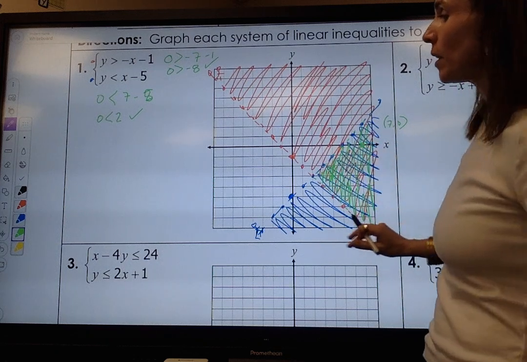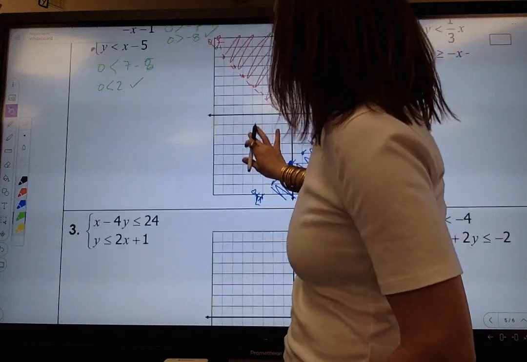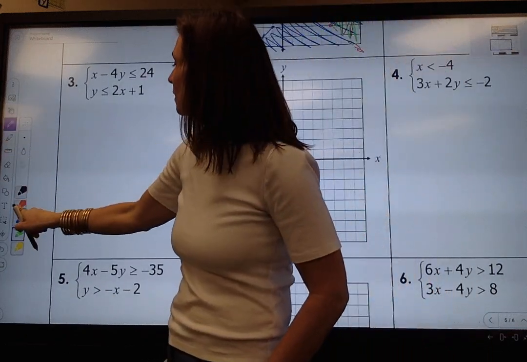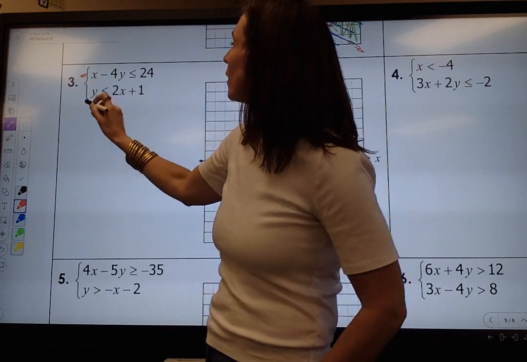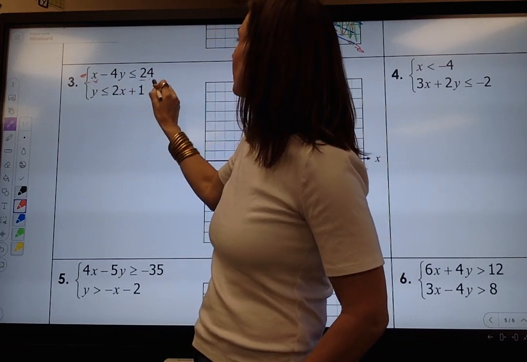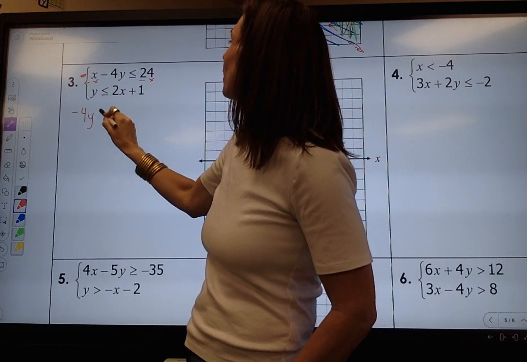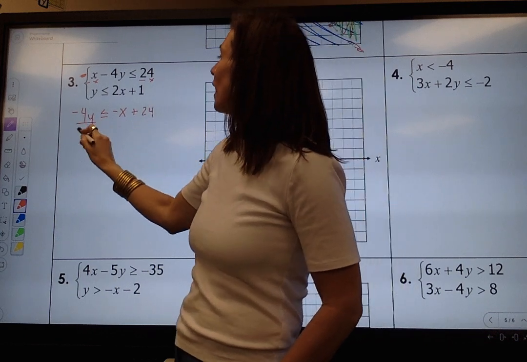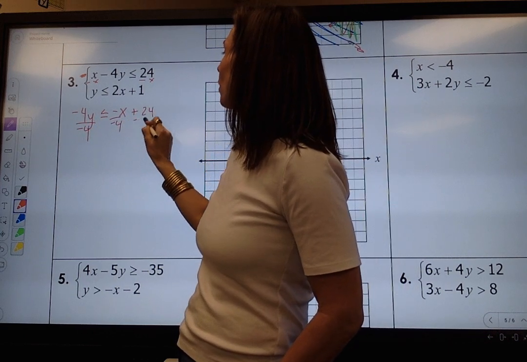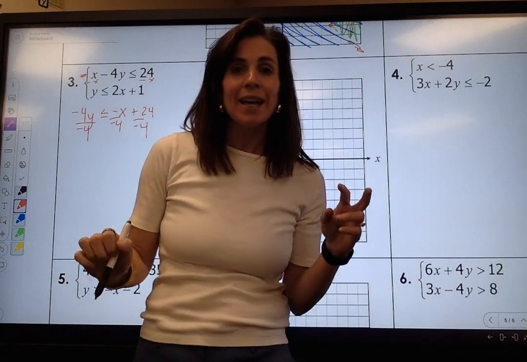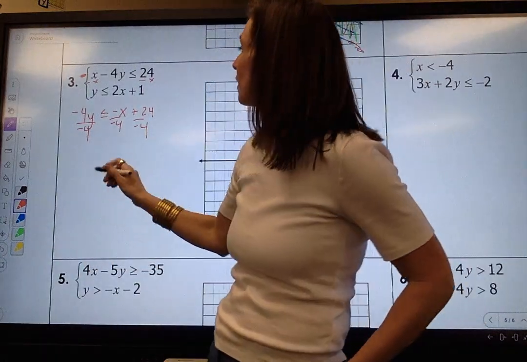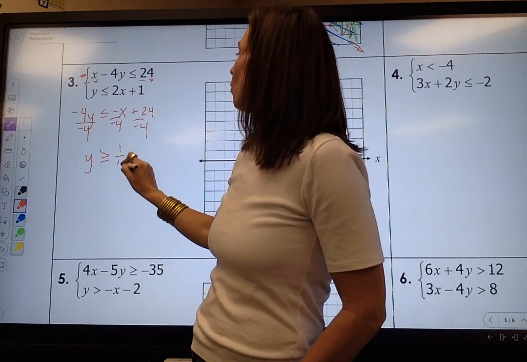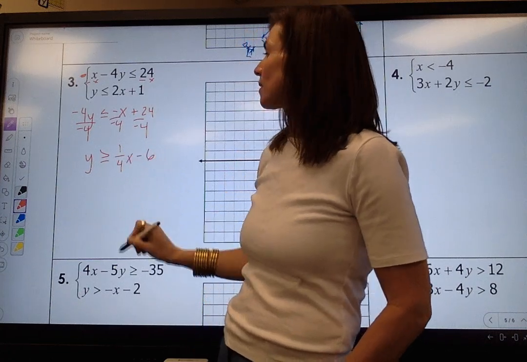All right, let's look at number 3. Okay, so number 3, I'll do this first one in red. I need to get y by itself, so I'm going to subtract x. I get -4y is less than or equal to -x plus 24. Divide everything by a -4. And remember, if you're dividing by a negative, you've got to switch your signs. So I get y is greater than or equal to 1/4 x minus 6.